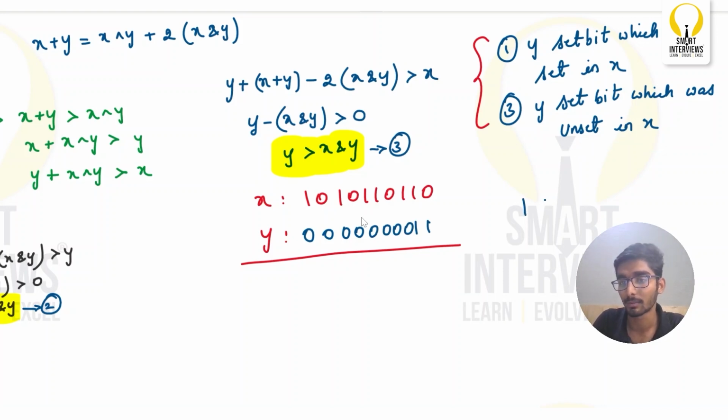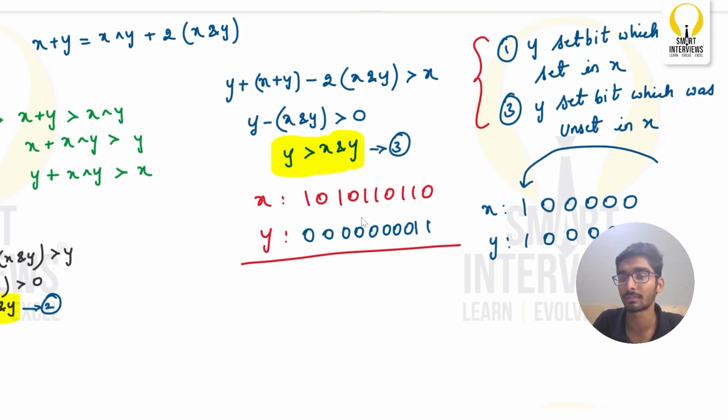right? Suppose this is x. This is the value of x. What can be the value of y? First I need to find the unset bit, which is this. I need to change it to 1. I need to find the set bit and keep it as 1, and all the remaining can be zeros.